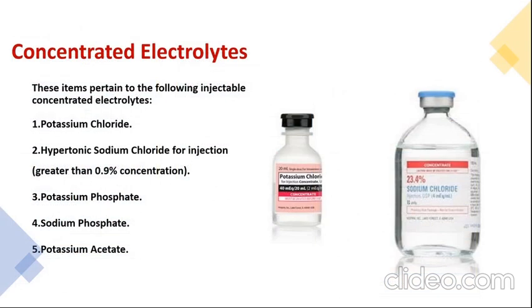One of the most serious groups of high alert medication is concentrated electrolytes, and here we have some examples of concentrated electrolytes like potassium chloride, hypertonic sodium chloride, potassium phosphate, and potassium acetate. These medications require even extra precautions, and in most cases, this medication needs to be diluted before use.